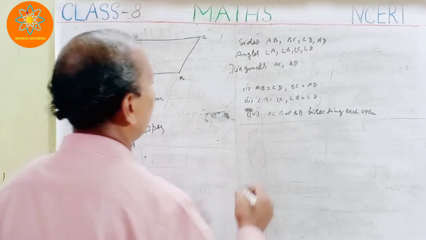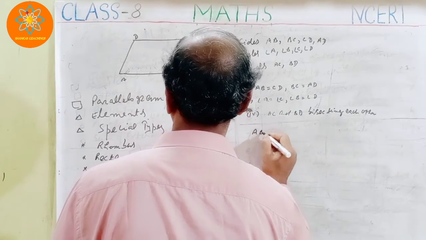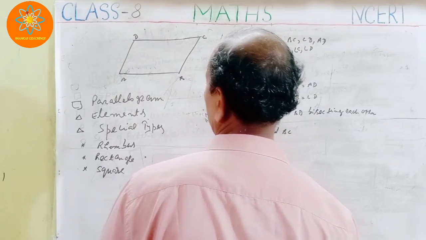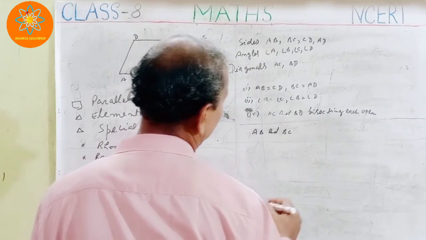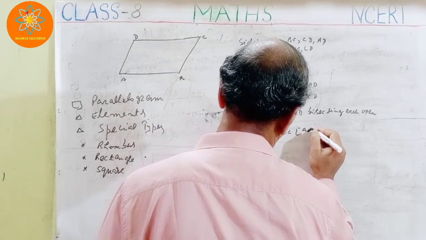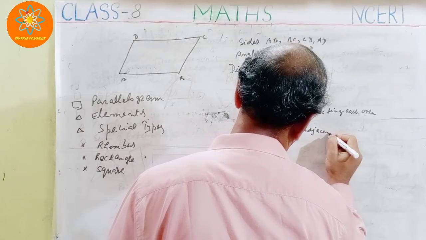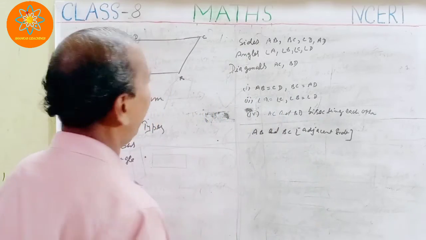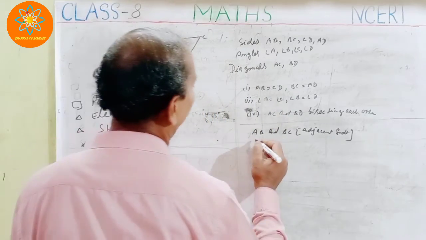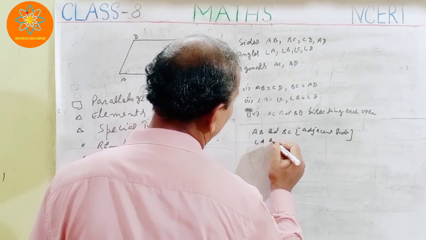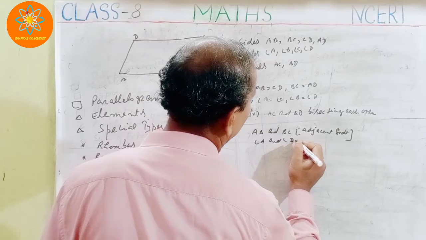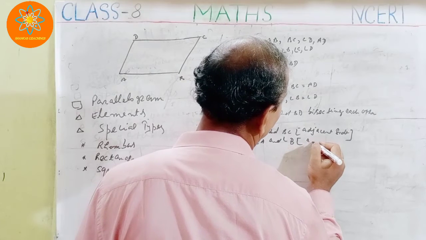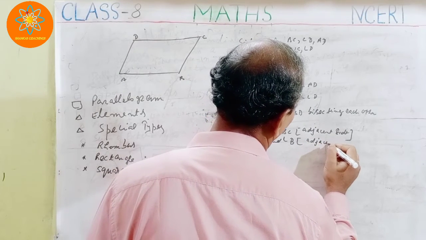One thing more, this is AB and BC. This is your adjacent sides. And angle A and angle B, this is your adjacent angles.